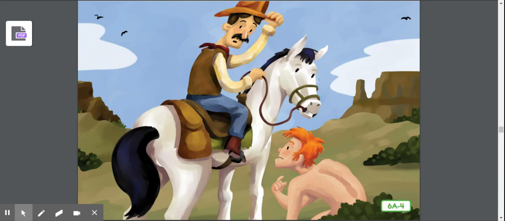Why does Bill think he is a coyote? Do you think the cowboy believes him?